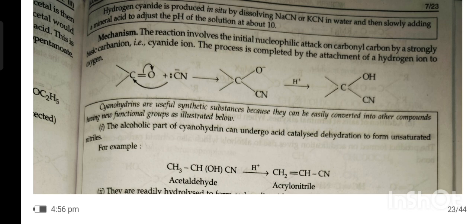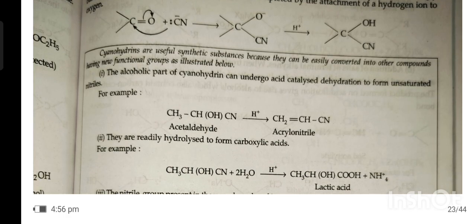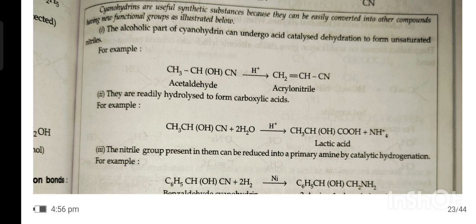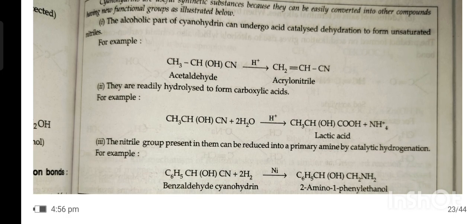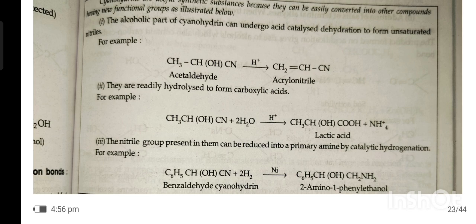can undergo acid catalyzed dehydration to form an unsaturated nitrile. For example, acetaldehyde cyanohydrin in the presence of acid gives acrylonitrile. Second, they are readily hydrolyzed to form carboxylic acids. For example, CH3CHOHCN plus water in the presence of acid gives lactic acid plus ammonium.